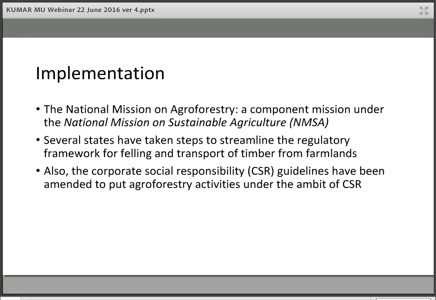Also, the corporate social responsibility guidelines have been amended to put agroforestry as one of the activities under the ambit of corporate social responsibility.